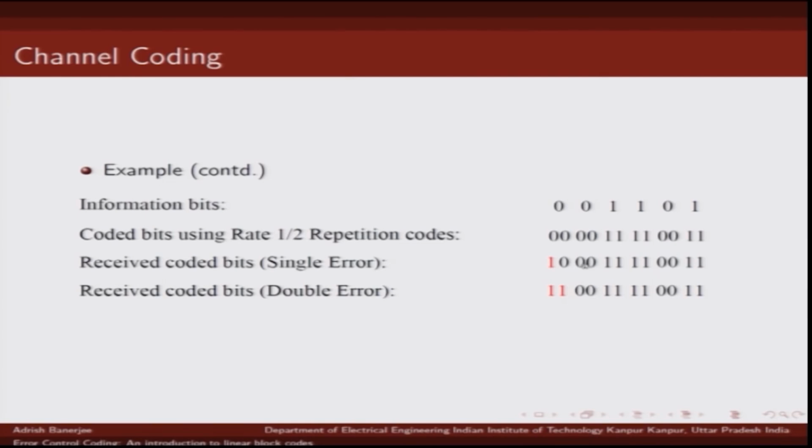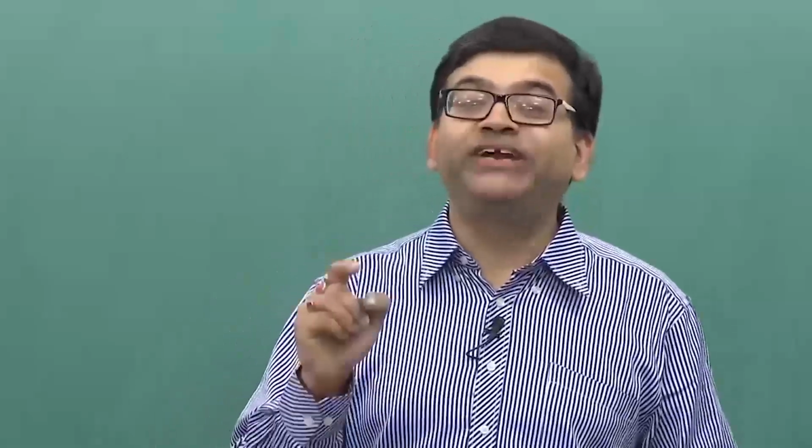0 0, this will be decoded as 0, 1 1, this will be decoded as 1, 1 1, this will be decoded as 1, there is no ambiguity, 0 0, this will be decoded as 0, again there is no ambiguity, and 1 1, this will be decoded as 1. So, we can see that using one additional redundant bit, we are able to detect single error.